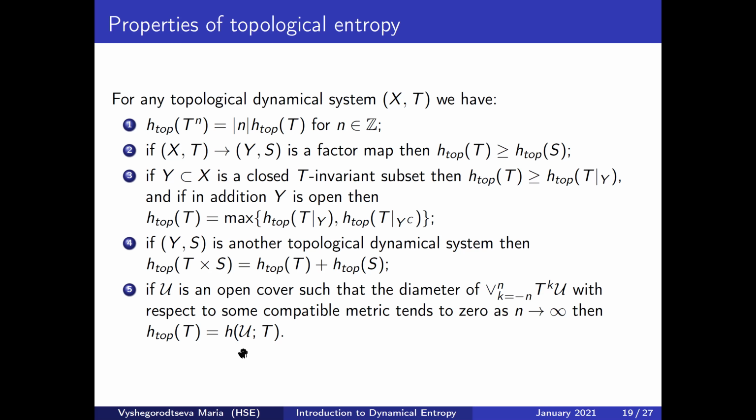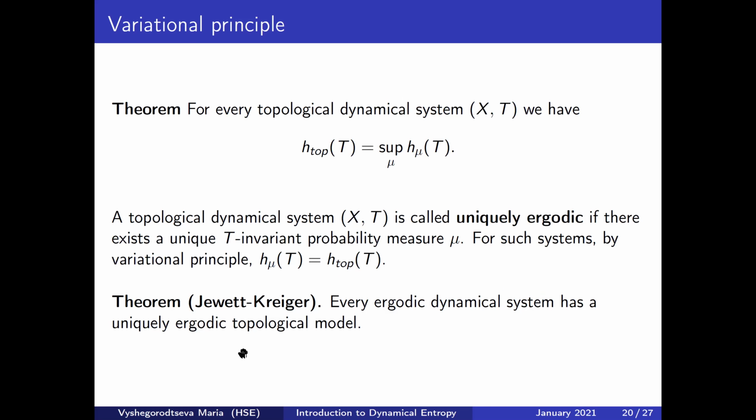Next, we have a theorem called the Variational principle that connects the definitions of topological entropy and dynamical entropy. Actually, for every topological dynamical system, the topological entropy of T is equal to the supremum of the dynamical entropy of T taken over all T-invariant probability measures.